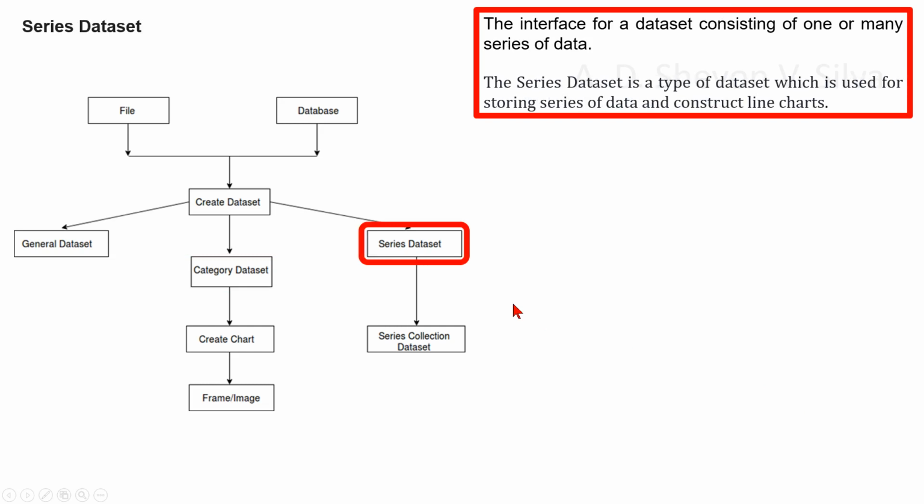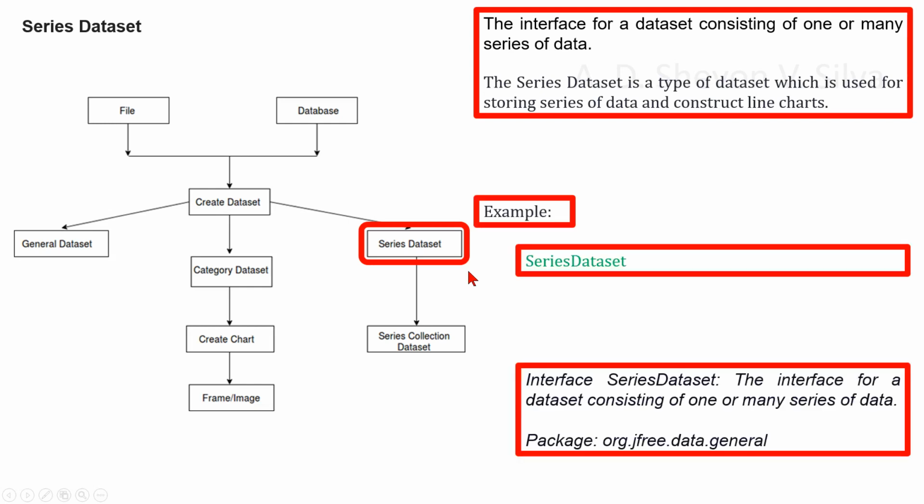Now we are focusing on series dataset. The interface for a dataset consisting of one or many series of data. The series dataset is a type of dataset which is used for storing series of data and constructing line charts. As an example, here we can consider SeriesDataset. The interface SeriesDataset is in package org.jfree.data.general.